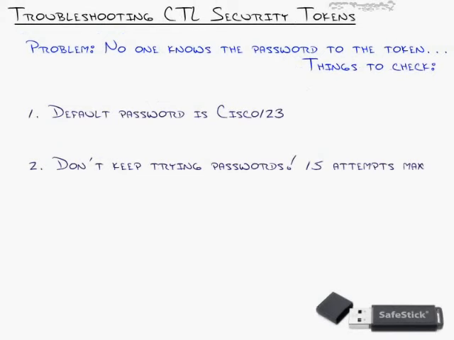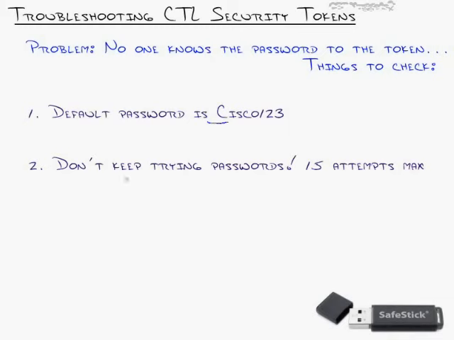The last area of troubleshooting deals with the security token itself. When you plug that token in, it is password protected. So, here's the problem. No one knows the password. Two things to check. Number one is default password is Cisco123, and that is case sensitive, so capital C right there. So try that one. Give it one effort. Unless you mistyped it.